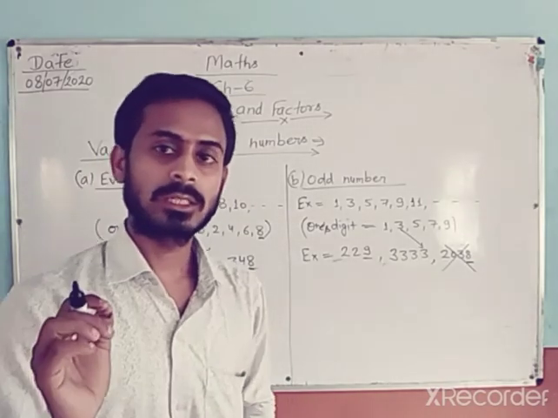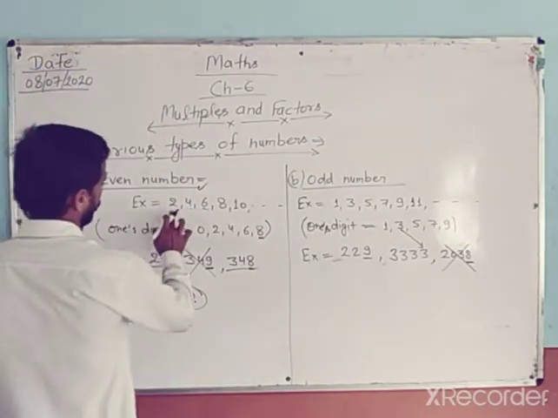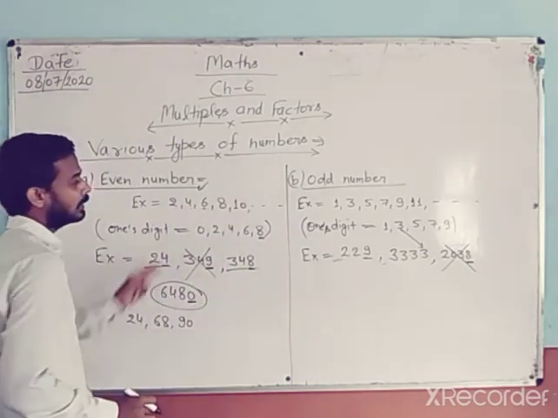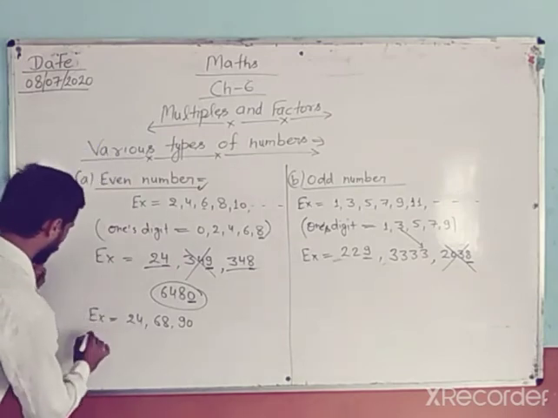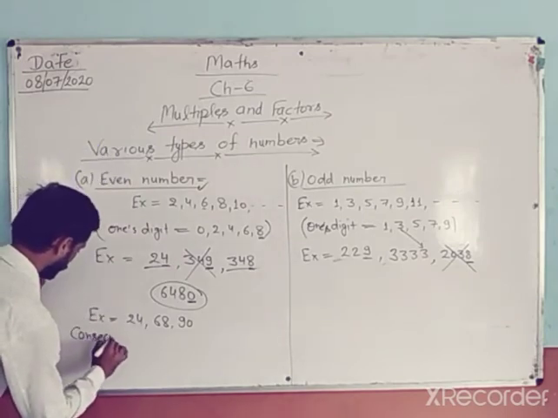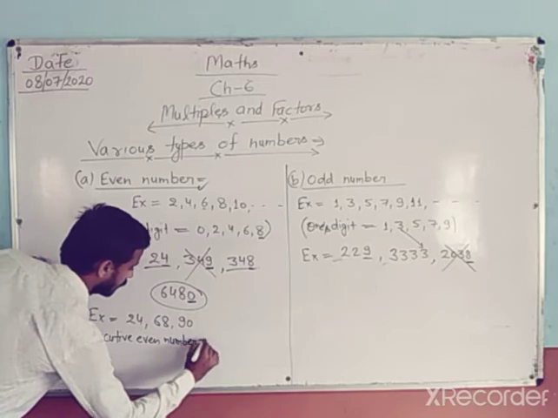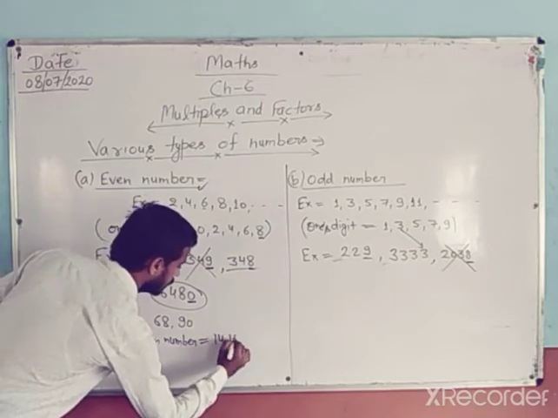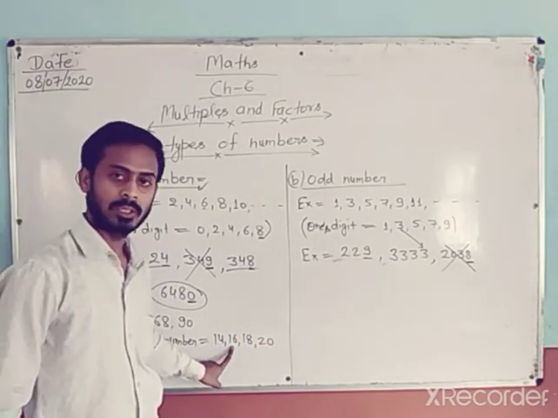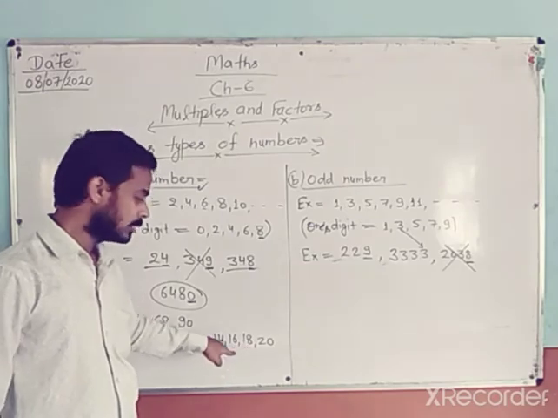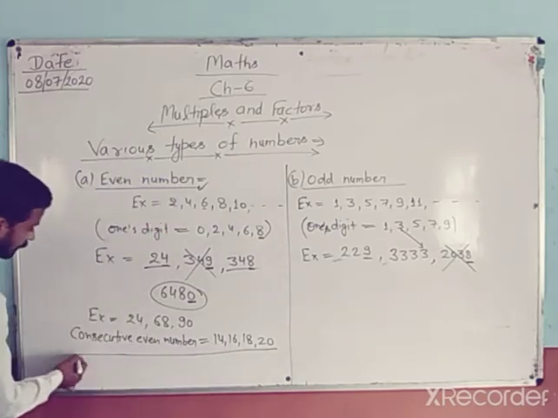Okay. Thus, if the difference of the even numbers is 2, then the numbers are called consecutive even numbers. See, 2, 4, 6, 8, 10 are consecutive even numbers. Okay. Take an example of consecutive even numbers. 14, 16, 18, 20. Subtract 14 from 16, you will get 2. 18 minus 16, 2. 20 minus 18, 2. So they are consecutive even numbers.